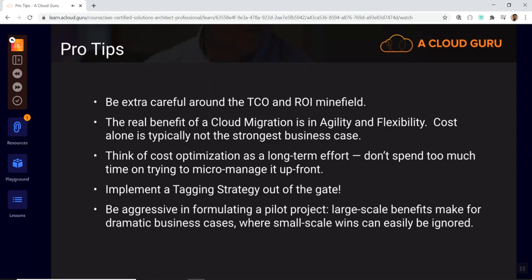If you're going to do a pilot project, I would recommend being very aggressive. Try to find something that has some large scale benefits. And don't be afraid to think big and impactful. Because if the benefit is large, then you're going to spend a whole lot less time debating the what ifs and the minutia because people will see that benefit, because that benefit will be very apparent.